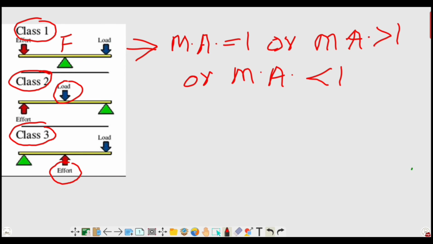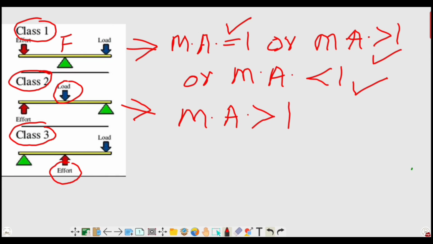So depending upon the position of fulcrum, if MA is equal to 1, it is used to change the direction of effort only. If it is greater than 1, force multiplier. If it is less than 1, then speed multiplier. Same way, class 2 lever, always MA is greater than 1. So it always acts as a force multiplier. In class 3 lever, MA is always less than 1, so it always acts as a speed multiplier.